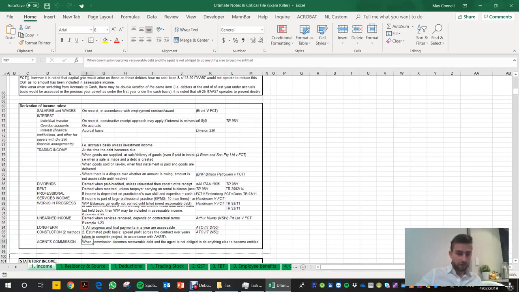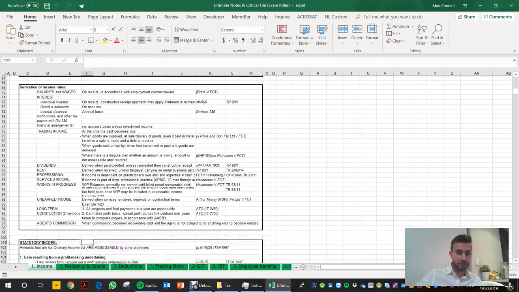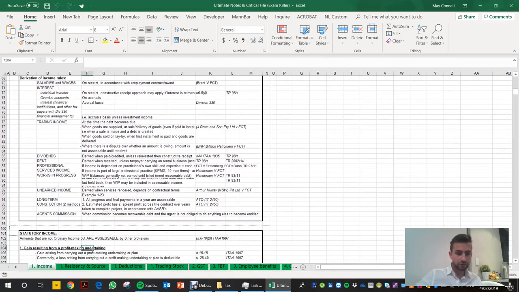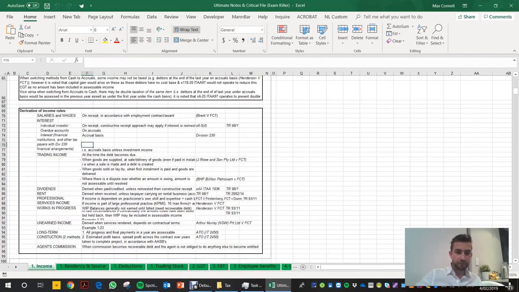Okay, that one very rarely comes up. Agent's commission when it becomes a recoverable debt. I don't think I've ever seen that in an exam. Okay, so that was all ordinary income. So let's actually move down to statutory income and the specifics of that.